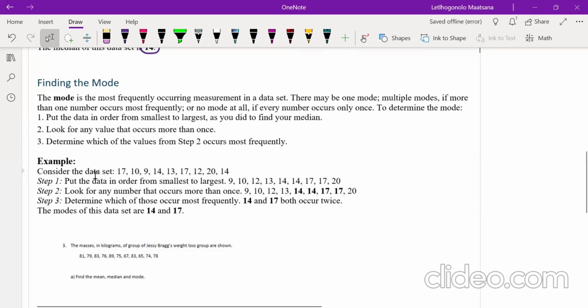Let's look at our data set again. Here it is rearranged. We will notice that 14 and 17 are repeating themselves the same number of times. So they're both the modes. This is a bimodal data set. It could happen that maybe we have one extra 17, then 14 in this case will no longer be considered a mode, only 17, because 17 appears more frequently than 14.